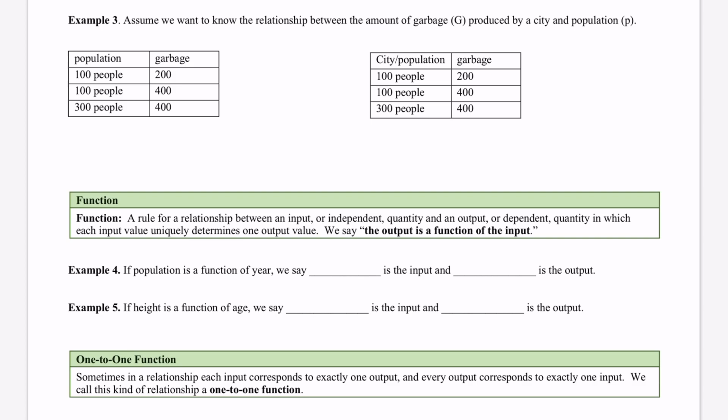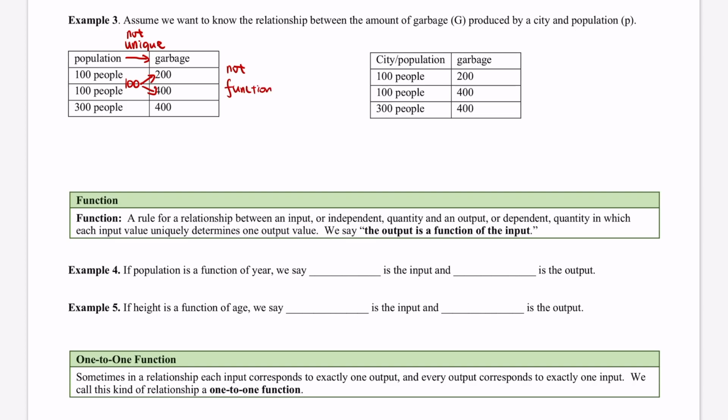Again, we have two things here, population and garbage. So I'm going to look at the population to garbage. Population, I can see two different numbers, 100 people or 300 people. If we have 100 people, we can make 200 garbage or 400 garbage. So the direction is not unique. For the 100 population, you can have two different outputs. The relationship is not unique, so that's not a function.